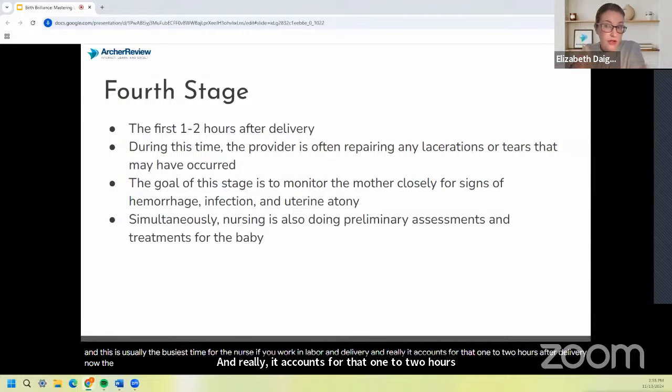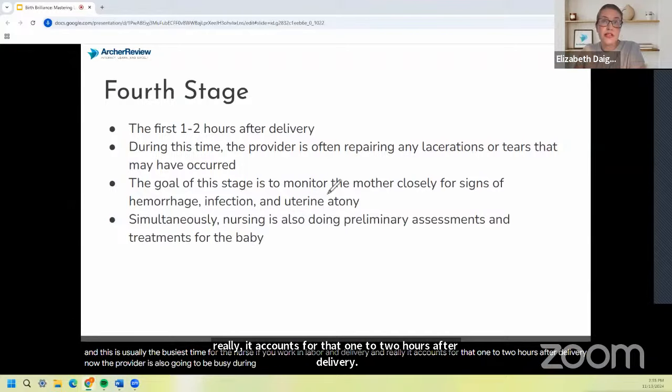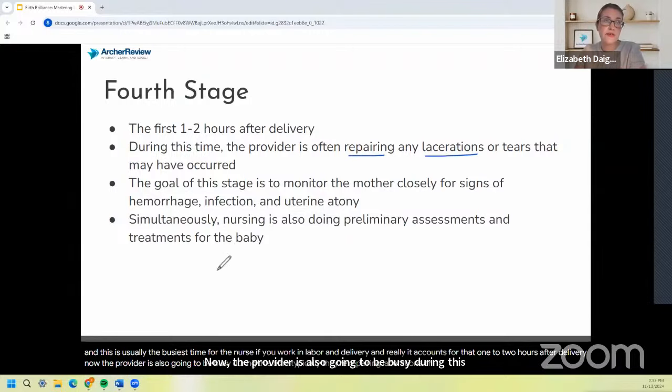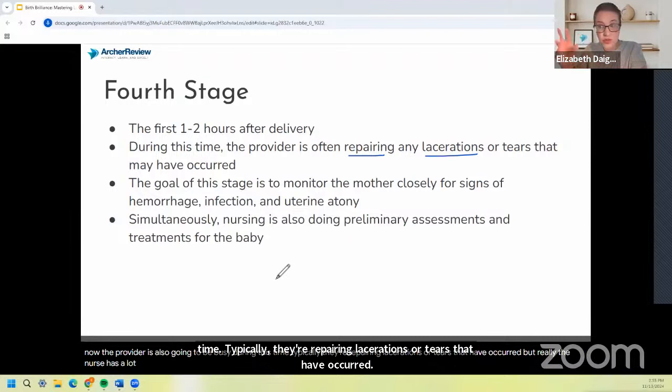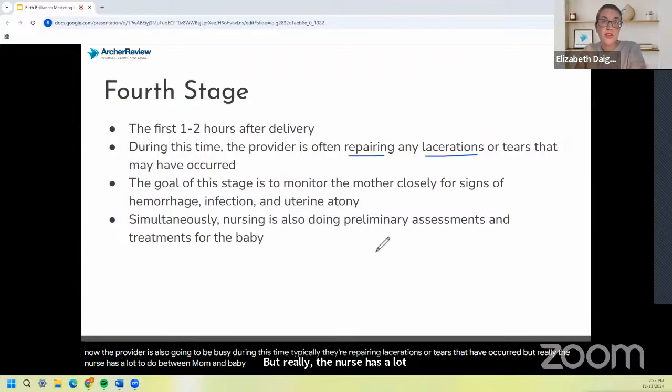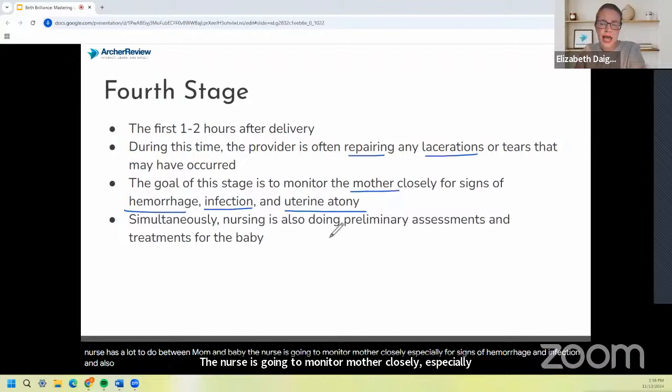Now, the provider is also going to be busy during this time. Typically, they're repairing lacerations or tears that have occurred. But really, the nurse has a lot to do between mom and baby. The nurse is going to monitor mother closely, especially for signs of hemorrhage and infection, and also uterine atony.